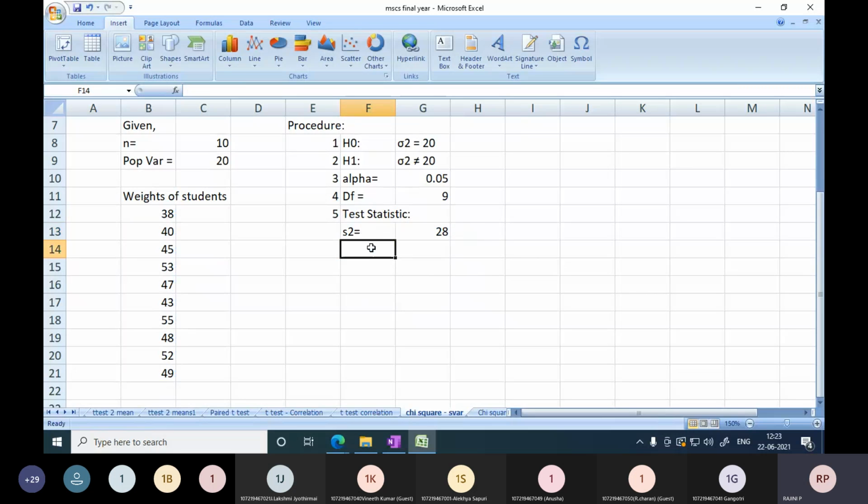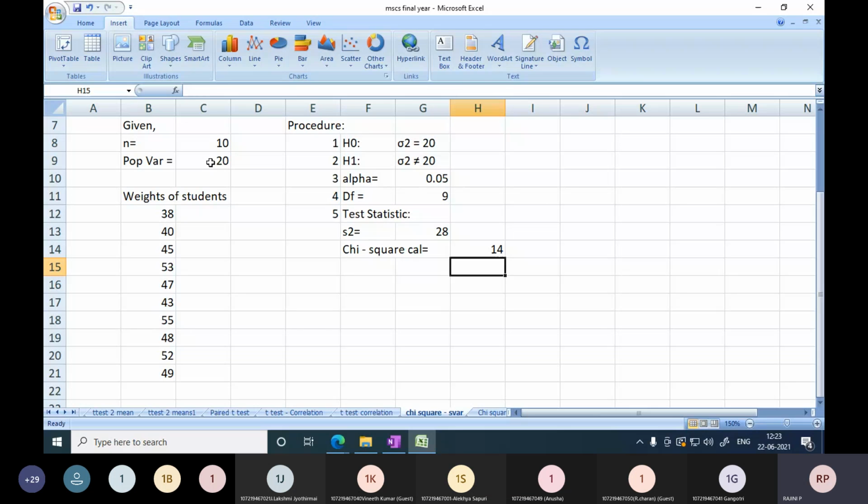Now you just calculate the chi-square cal value. So what is the chi-square cal value? Just do the calculation: is equal to n, n is 10, into s square, s square is already here, divided by sigma square, sigma square they already gave, 20. Then enter. Did you understand what the chi-square value is? Once again, I'm telling you: is equal to n into s square divided by sigma square. Enter. Got it? Is it clear?